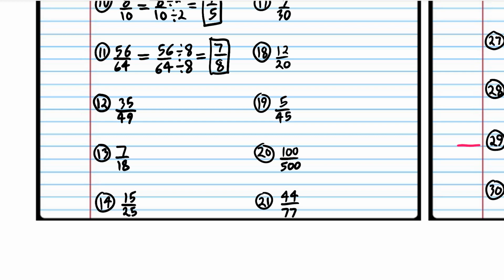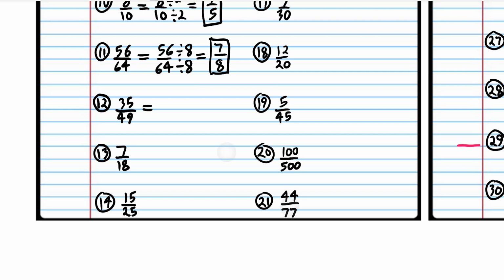Number 12, 35/49. Go ahead and do that one on your own. And when you come back, we'll do it together. Again, you have to divide both sides by the same number. All right? 35/49.